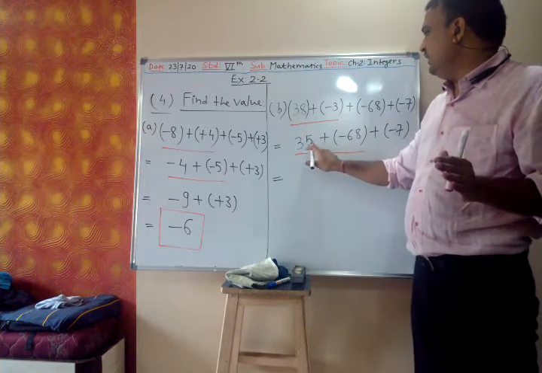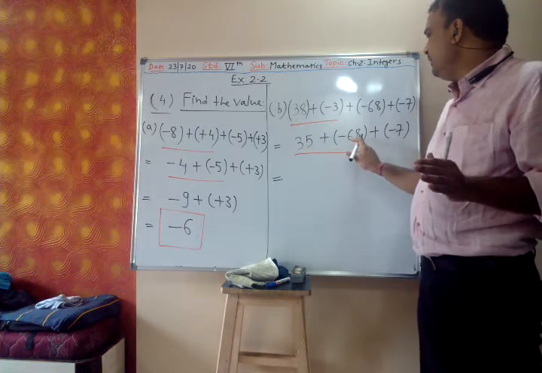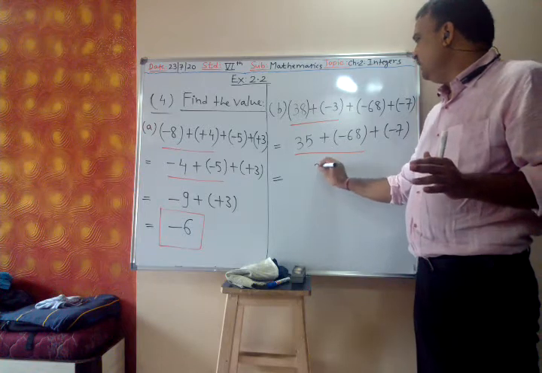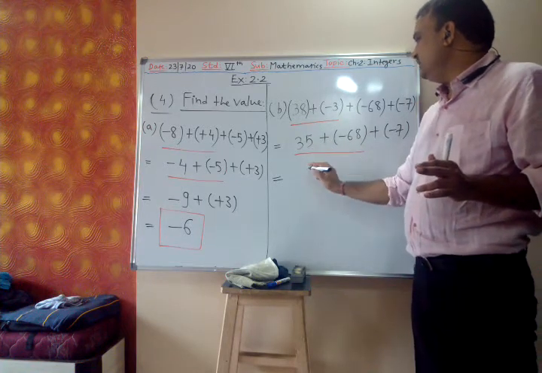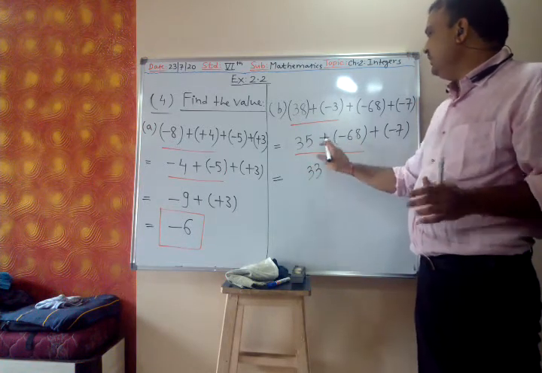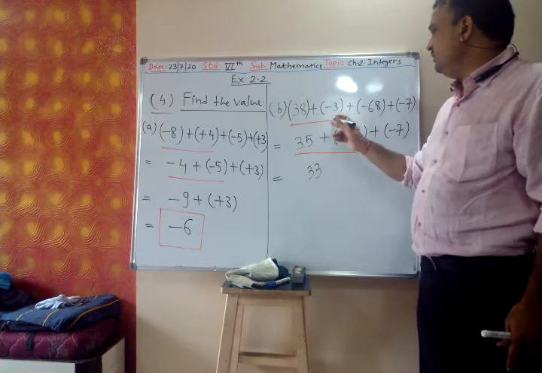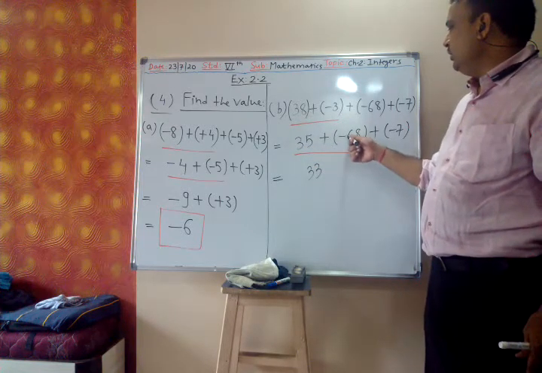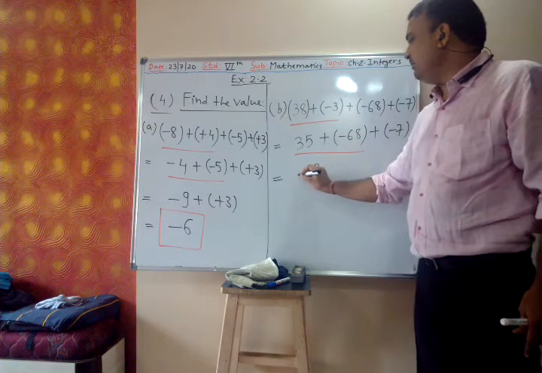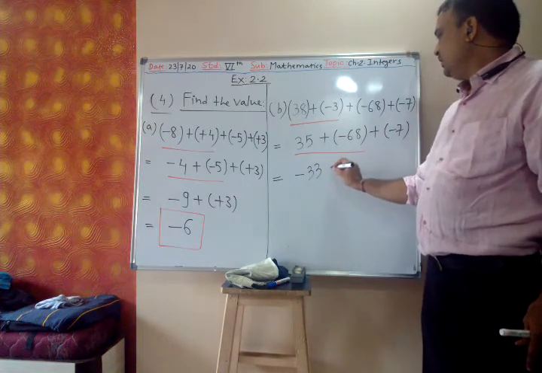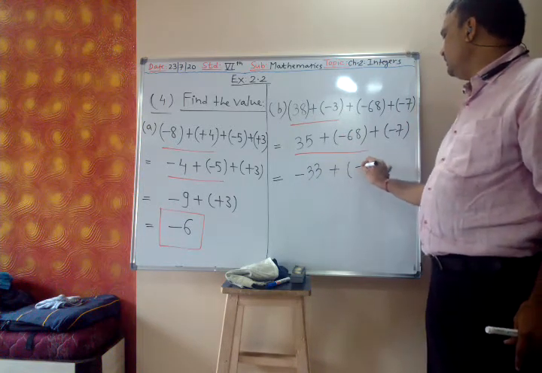68 minus 35, 8 minus 5, 3, and then 6 minus 3, 3. So 68 minus 35 is 33. Now which number is bigger? 68. What is sign of that? Minus. I will write minus 33.